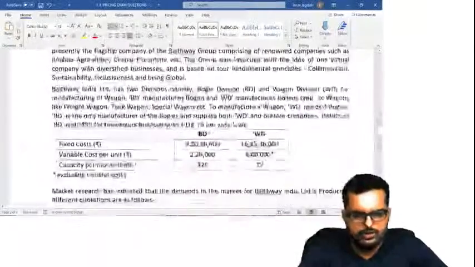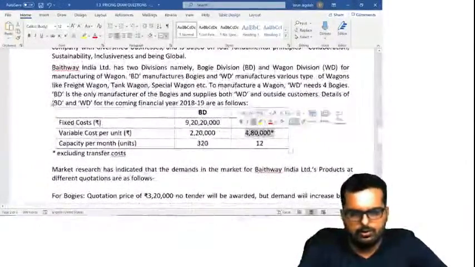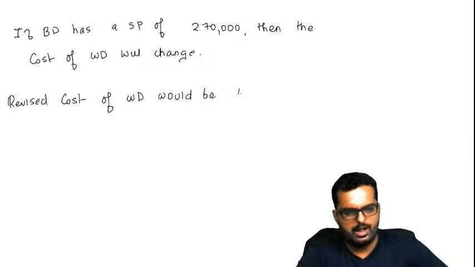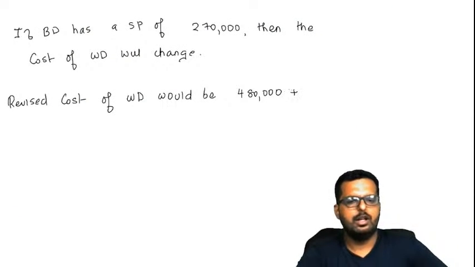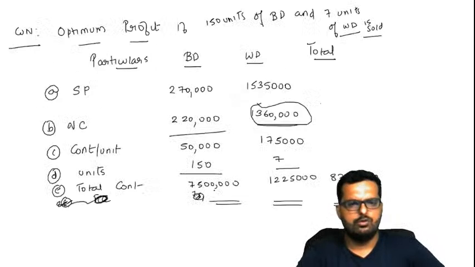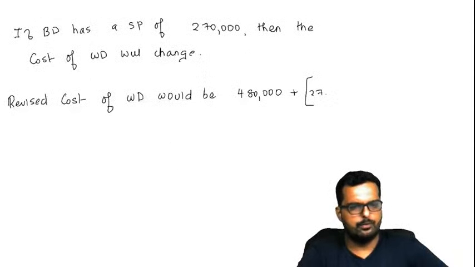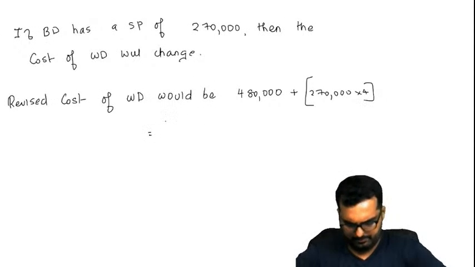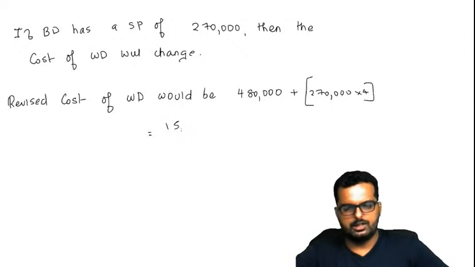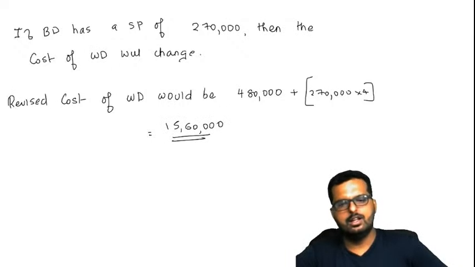Let's go to the question. They have told already it has got the variable cost of 4,80,000, so it will be 4,80,000 plus 2,70,000 into 4. I'll get the answer as 15,60,000.